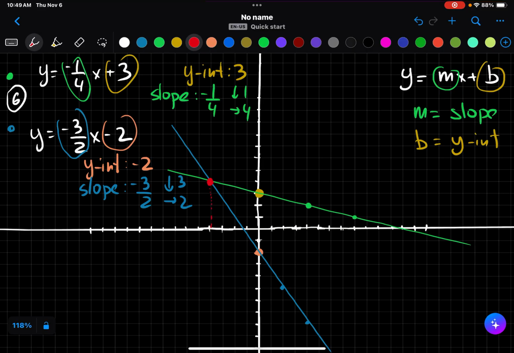which is at x is at negative 4 and y is at 4. So negative 4, 4 is your solution for number 6. All right, let me know if you have any questions. Pause this if you need to, and let's set up for number 7.